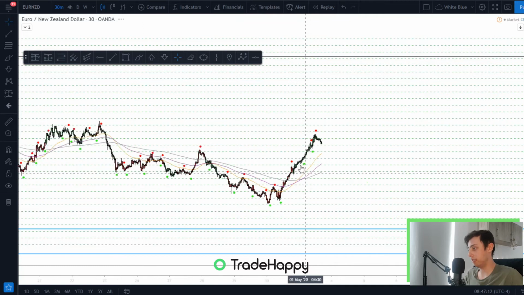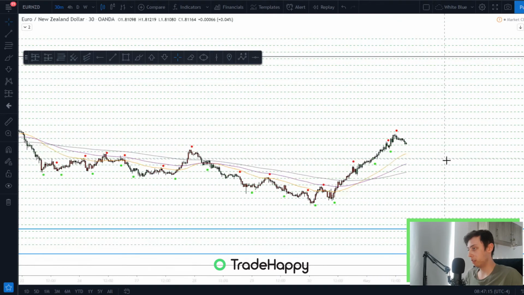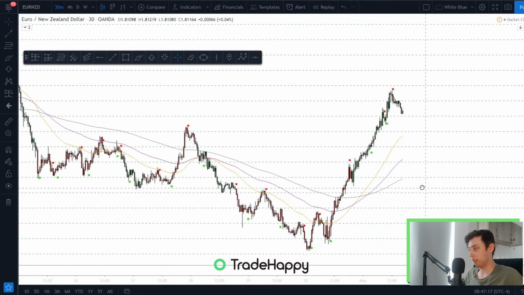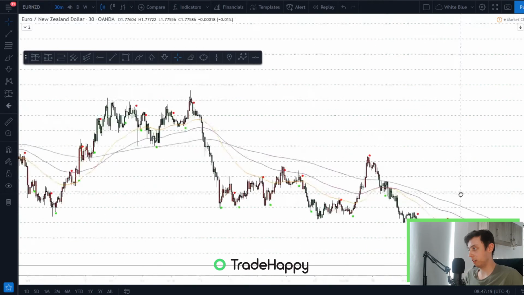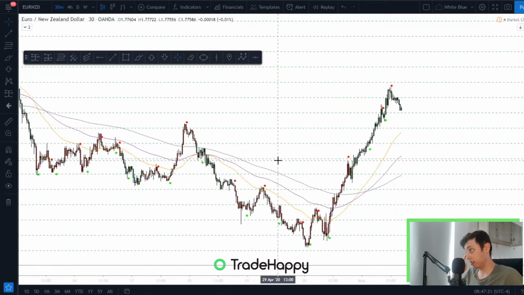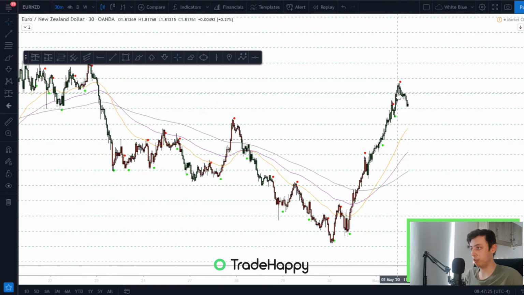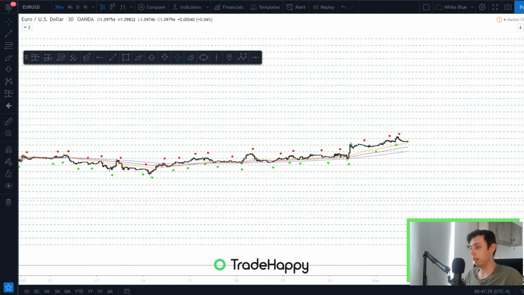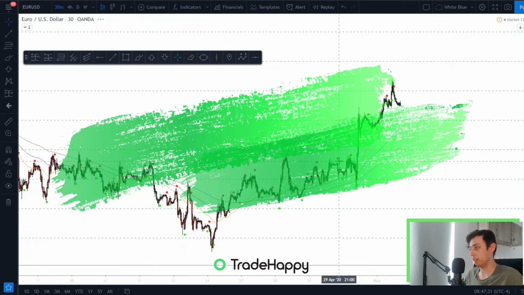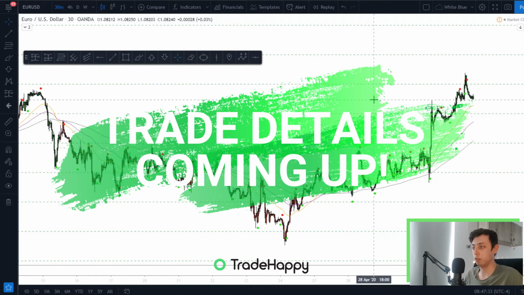Euro NZD, not looking at anything on this at the moment, considering that we've broken this high here. And it's been a really strong move up, and we've just had a tiny little pullback, so we'll see what happens on Monday, and we'll do some more analysis there that will be posted into the Discord.